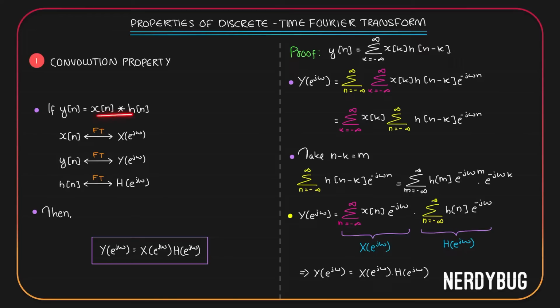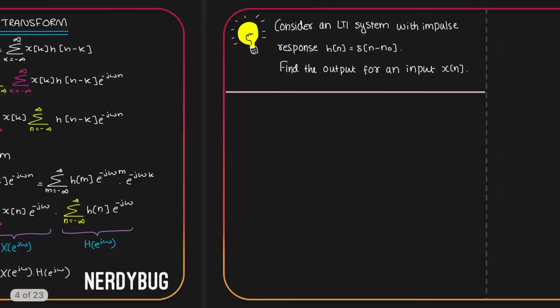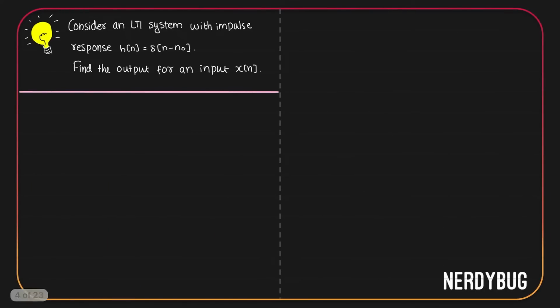So convolution in the time domain becomes multiplication in the frequency domain. Let us solve a problem based on this. We have an LTI system whose impulse response h of n is delta of n minus n naught. We have to find the output for an input x of n. Impulse response of the system is given, h of n is delta of n minus n naught. So we can find the frequency response by taking its Fourier transform.